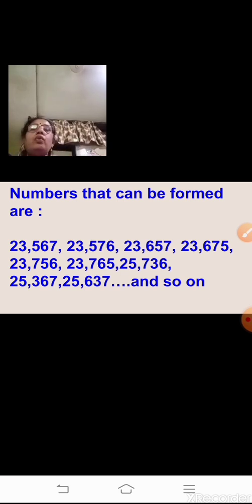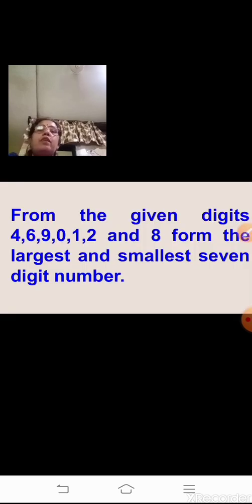Now let us see from the given digits. Here 7 digits are given, that is 4, 6, 9, 0, 1, 2 and 8. Using these 7 digits you have to form the largest and the smallest 7 digit number. In the last class you learned how to compare numbers. You know which is a big number and which is a smaller number, correct? Here, to form the largest number we will write from big number to small.